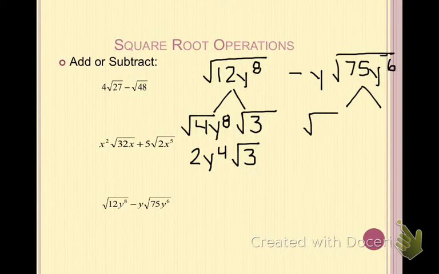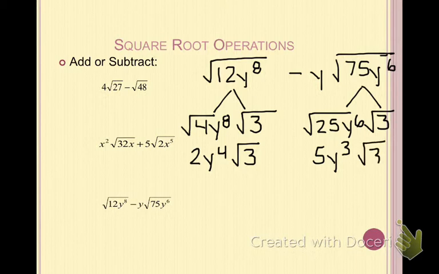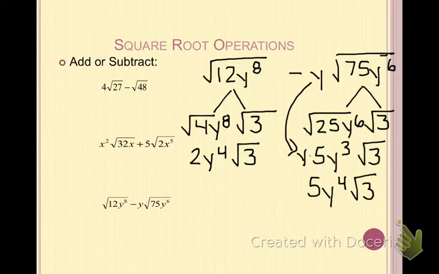Now I have minus y times the square root of 75y to the 6th. In my good pile for 75 I'm going to have 25, and I'm going to have 3 in the trash. Again, I have an even exponent, so that entire y to the 6th is going to go to the good pile. The square root of 25y to the 6th is 5y cubed, and what's in the trash stays in the trash. Now don't forget to bring that y down to the front. Now realize that y times 5y cubed is going to result in 5y to the 4th. And then I still have my root 3 in the trash.